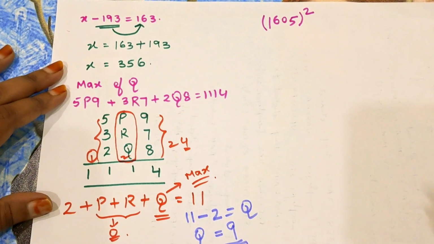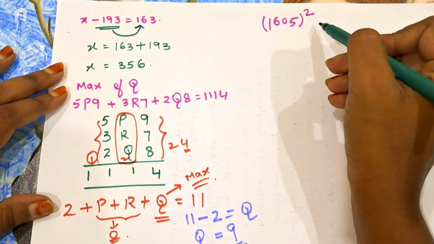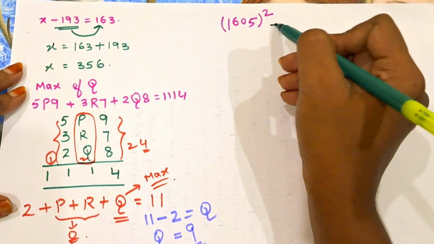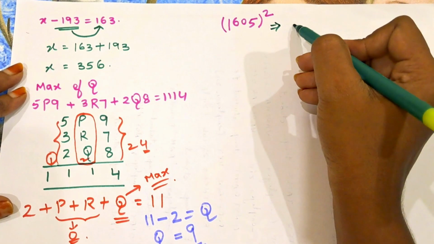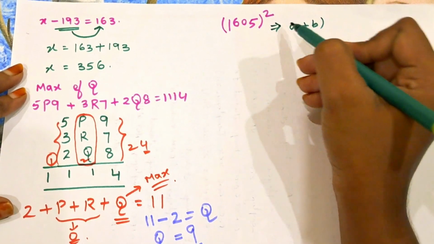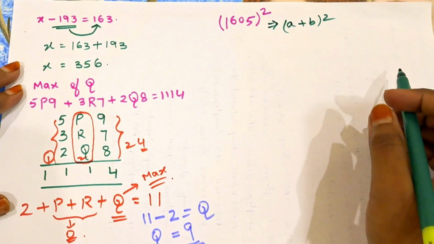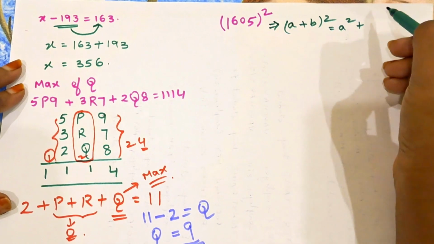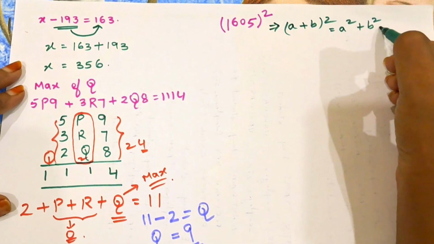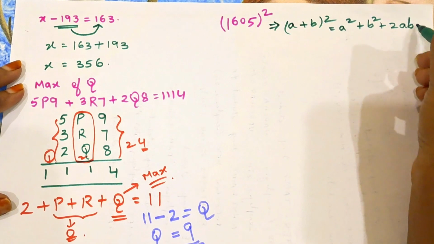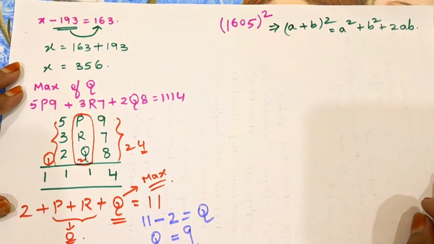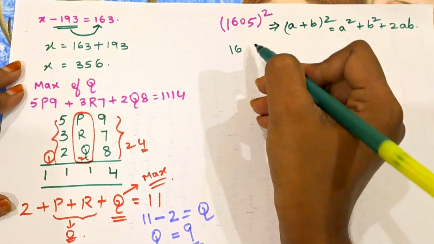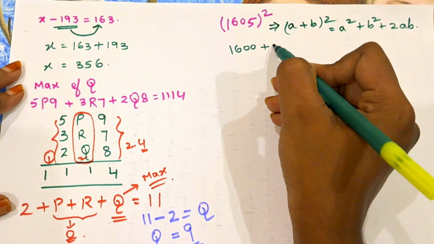Let us look into the next question. Here we need to find the square of 1605. If we observe it carefully, we can see that the number is in the form of a plus b whole square. We can write 1605 as 1600 plus 5. So we can treat it as a plus b whole square. And as we know, the formula of a plus b whole square is a square plus b square plus 2ab. And in a similar way, we can solve it easily.